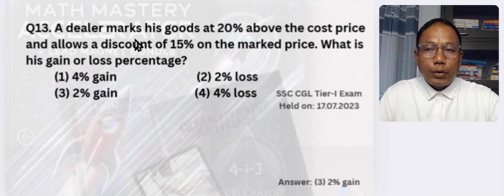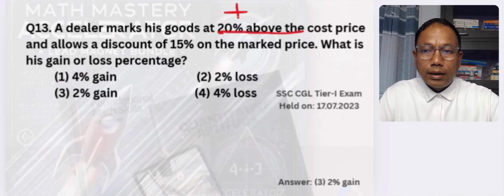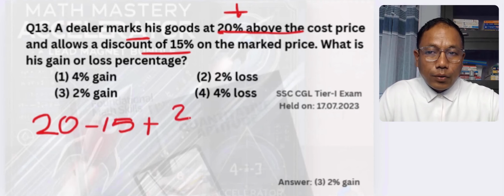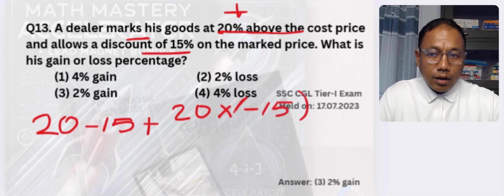9.25. Option 1 is the right answer. A dealer marks his goods 20% above the cost price. This is plus, and allows a discount of 15%. Discount means minus on the mark price. What is his gain or loss percentage? 20 minus 15 plus 20 into minus 15 by 100.